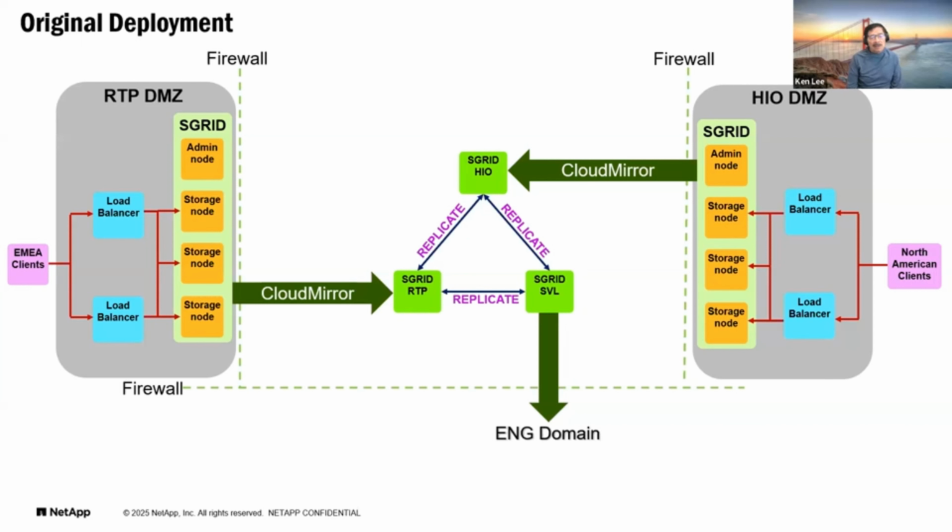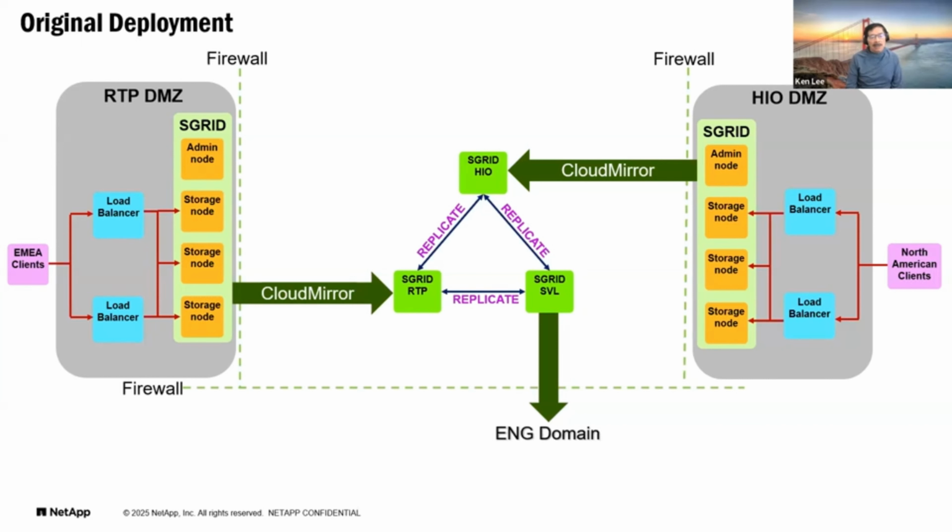So we used one of the StorageGRID platform services, Cloudmirror, to replicate incoming objects from the DMZ storage grid into our corp storage grid. And from there, the data flows to our engineering domain without any changes.